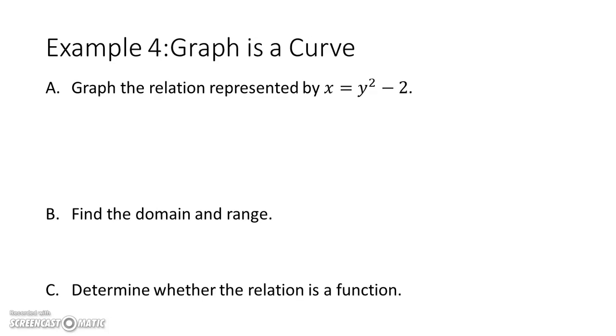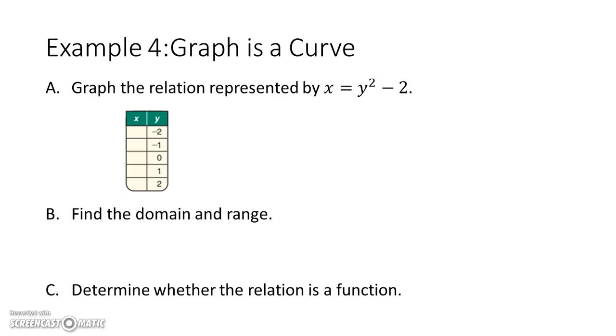Okay, example 4: what if the graph is a curve? So we're going to graph the relation represented by x equals y squared minus 2. We're going to make a table. In this case, it's easier to choose y values than the x values, and find the corresponding values for x. So these are the y values. We usually choose 0 and the numbers around it: 0, negative 1, negative 2, 1, and 2.